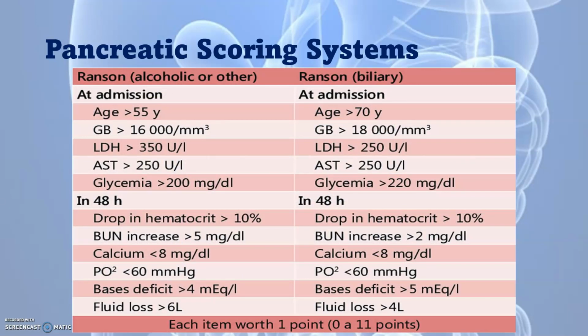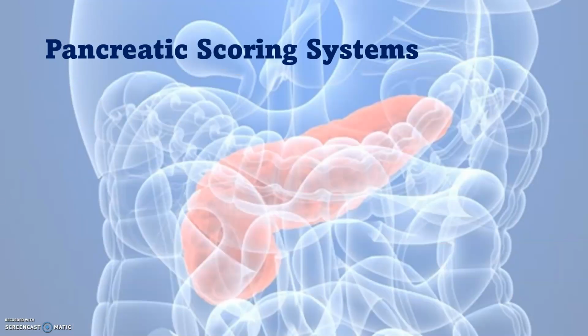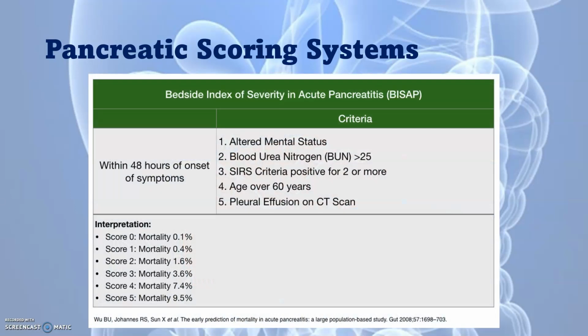The first is the Ransom criteria, which is never completely useful in the emergency department because it does include parameters that we only look at 48 hours after admission. The BISAP criteria are much more suited to the emergency department, and this is the BISAP score. This is one that you need to know, so you may want to pause the video and have a proper look.